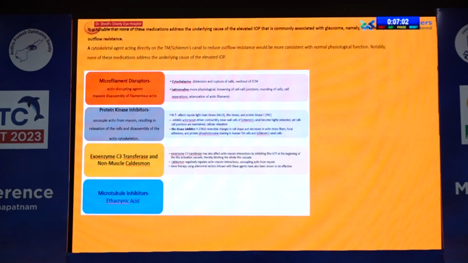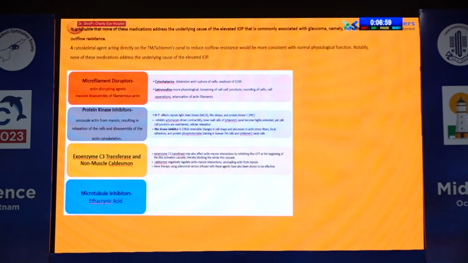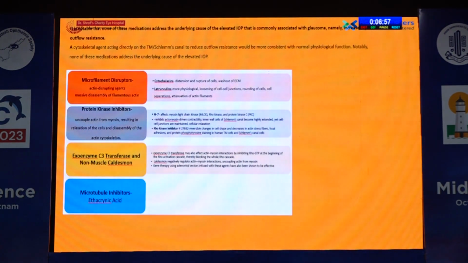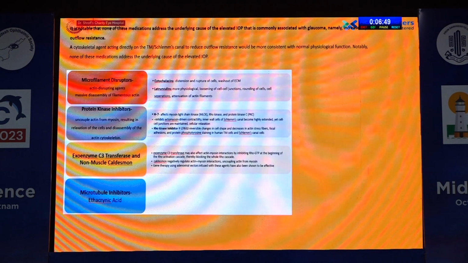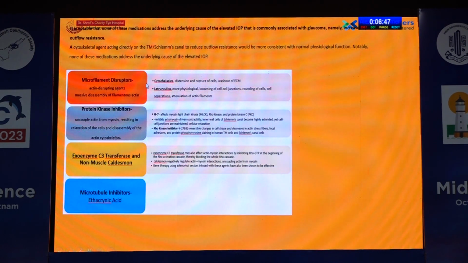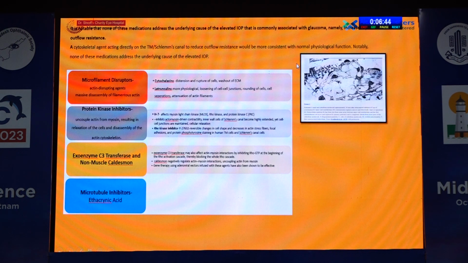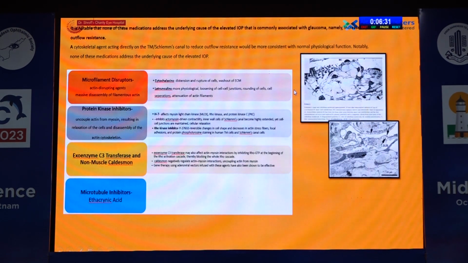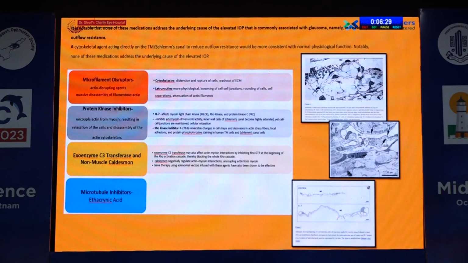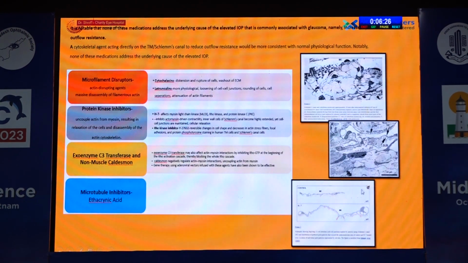So it was thought, let's find some agents which act at this area and cause the trabecular meshwork cells to relax, increasing the intertrabecular spaces so that the aqueous outflow resistance decreases and there's more aqueous humor outflow from the normal pathway. So initially what they found were microfilament disruptors like cytochalasins and latrunculins. But this caused very non-physiological damage to the trabecular meshwork cells. It increased the spaces, but it was very non-physiological. Then protein kinase inhibitors which uncoupled actin from myosin were discovered, but they were a little bit more physiological but not reversible.